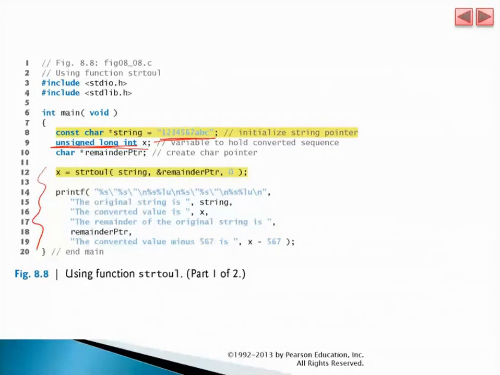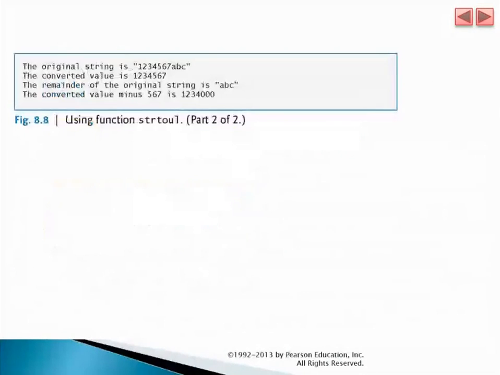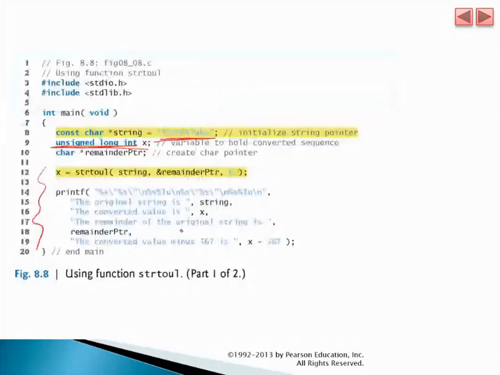So these are the three functions that are there in stdlib.h. Whenever you are using string conversion functions, string to double, string to long, string to unsigned long, you have to remember to include stdlib.h.